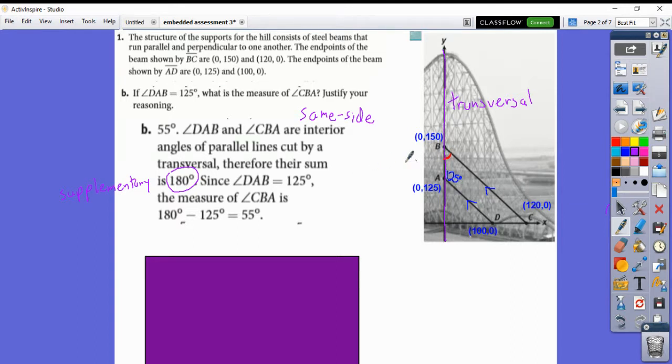Okay, so then it's very, very easy. These two angle measures have to add up to 180 degrees. We've already used 125 degrees for angle DAB. Therefore, we have 55 degrees left over for the measure of angle CBA.